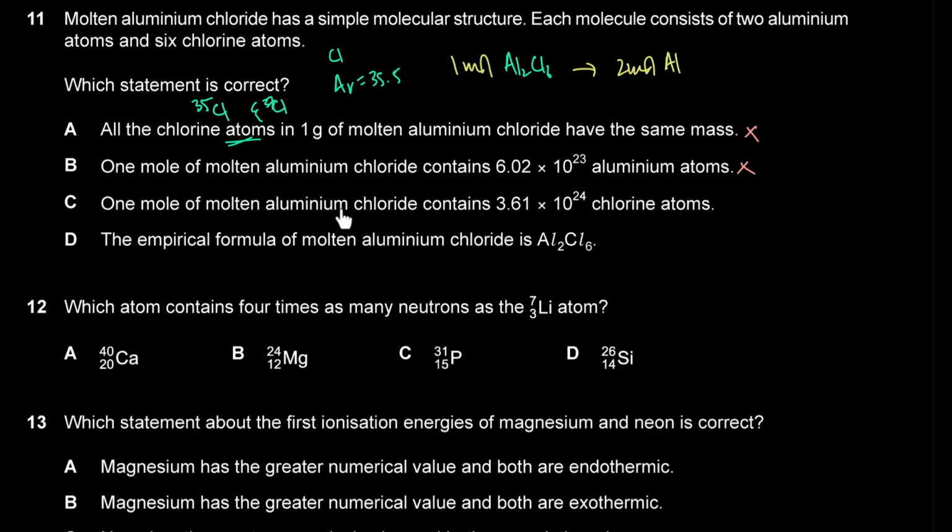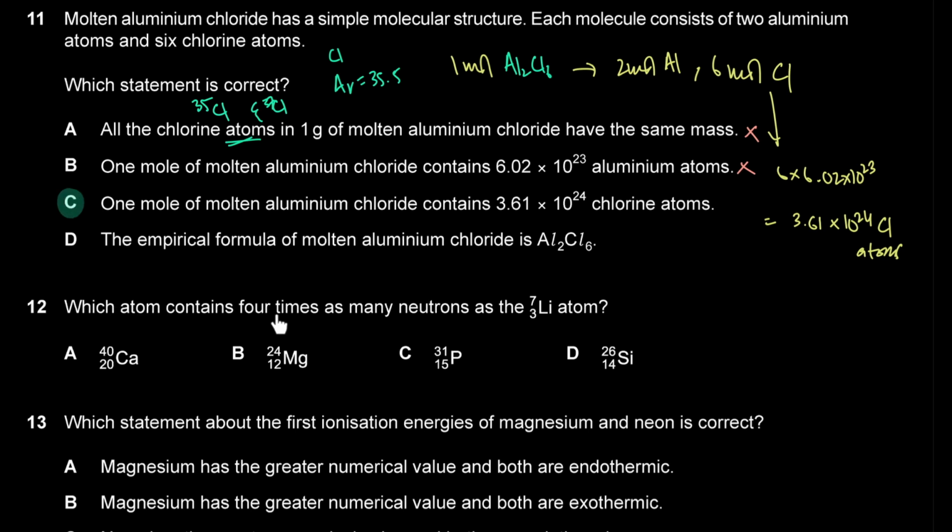1 mole of molten aluminum chloride contains 3.61 times 10 to the power 24 chlorine atoms. Now 1 mole of Al2Cl6 has 6 moles of chlorine atoms, which is basically 6 times 6.02 times 10 to the power 23, and that gives us 3.61 times 10 to the power 24 chlorine atoms. So the answer is C.